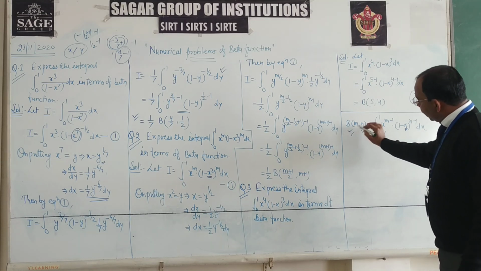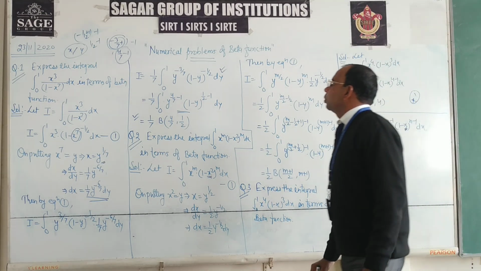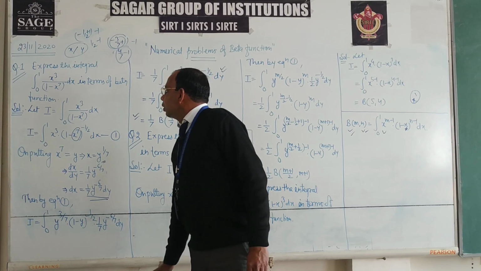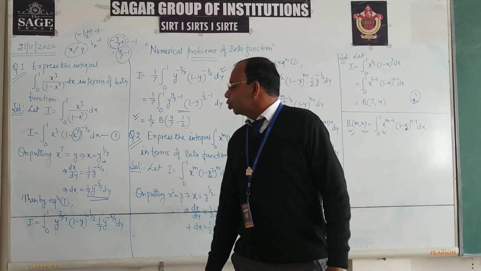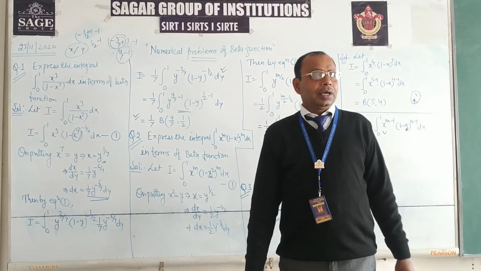So in total there are 3 important questions of the beta function. These questions are important for the university purpose.